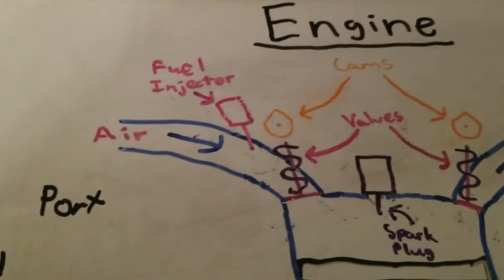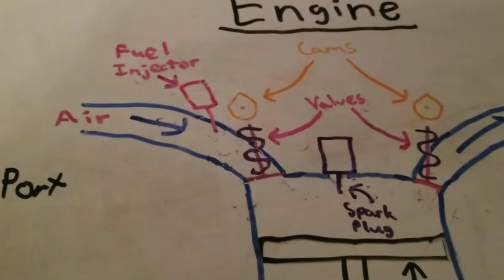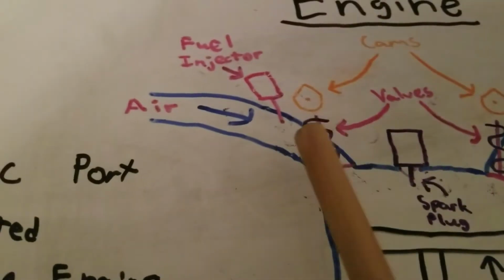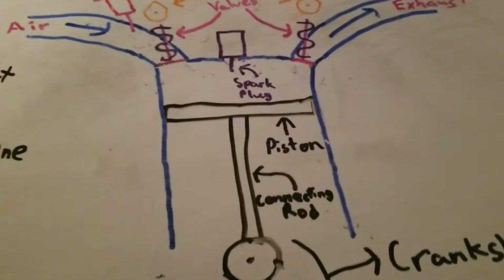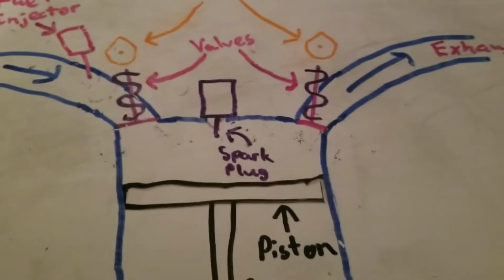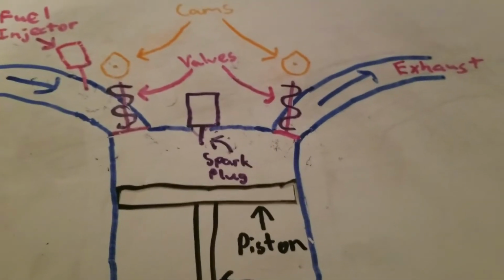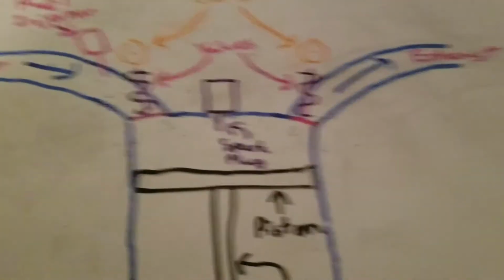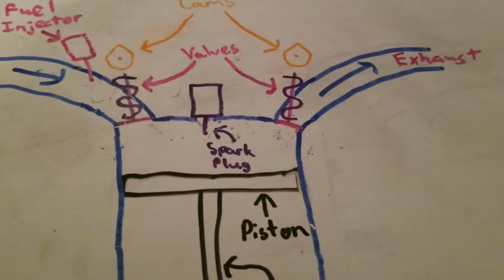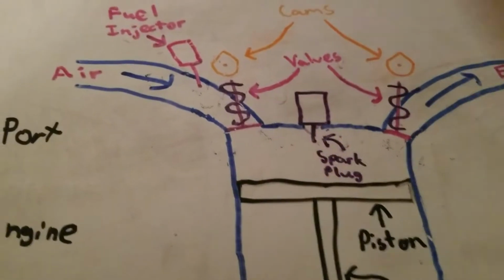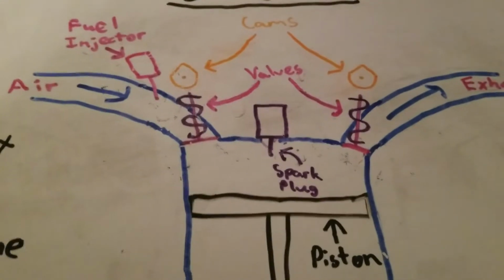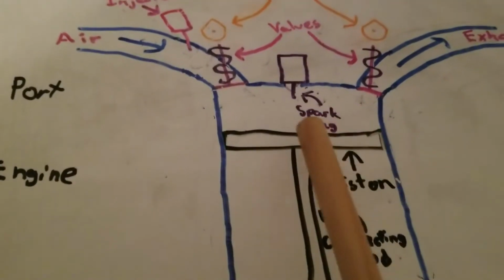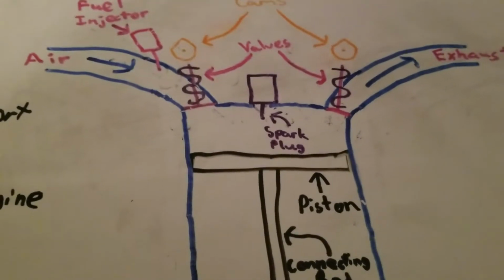The cams rotate on camshafts and are what opens up the valves. The intake valve opens up to let the air and fuel mixture into the engine cylinder. The exhaust valve opens up to let the smoke caused by the combustion of the air and fuel mixture out of the engine cylinder and out the tailpipe. The spark plug sparks to ignite the air and fuel mixture. The piston absorbs the energy caused by the combustion of the air and fuel mixture.